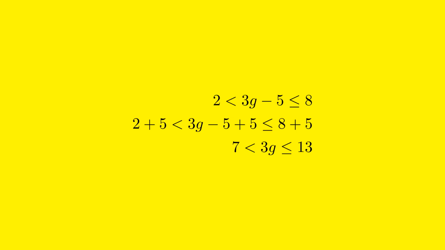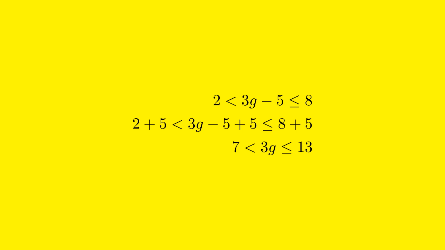In this step, we need to solve the compound inequality 2 less than 3g minus 5 is less than or equal to 8. The goal is to isolate the variable g. First, start by isolating the expression 3g minus 5. We do this by adding 5 to all three parts of the inequality. This will help us eliminate the minus 5.